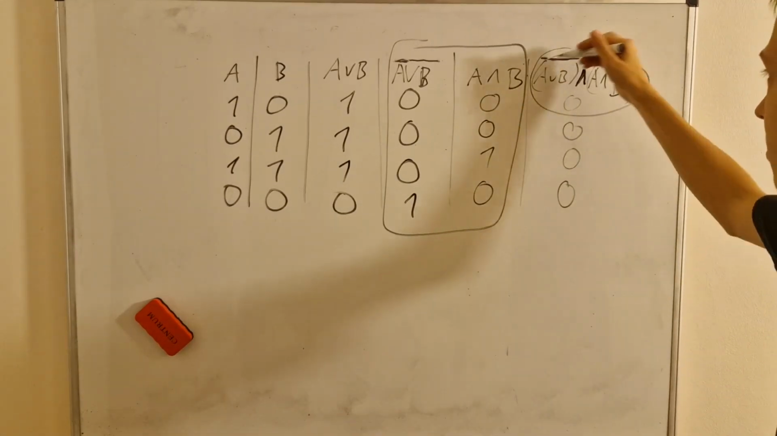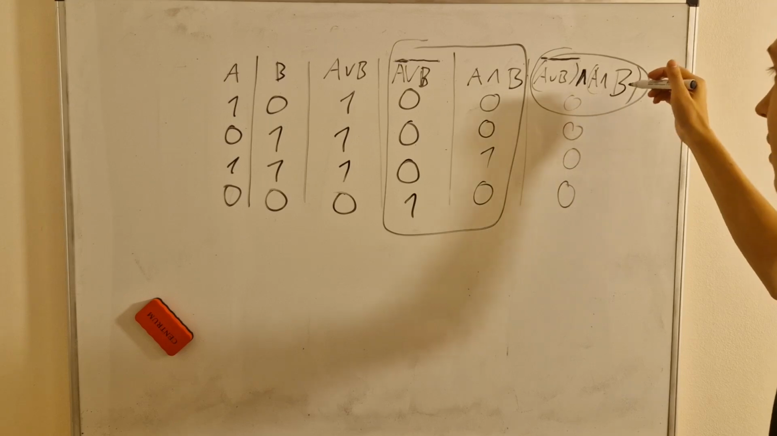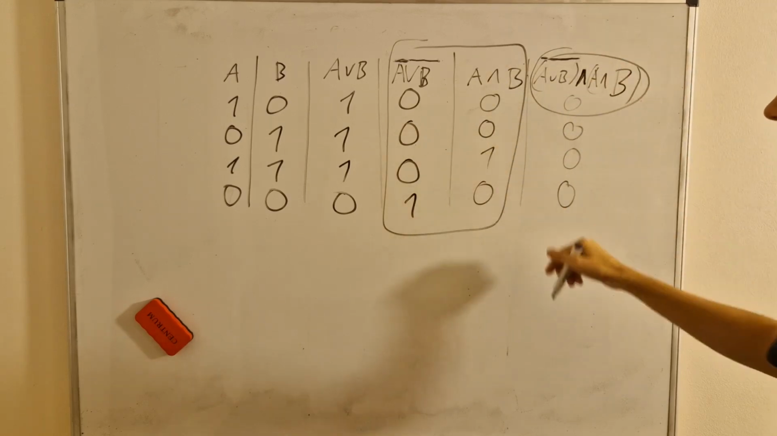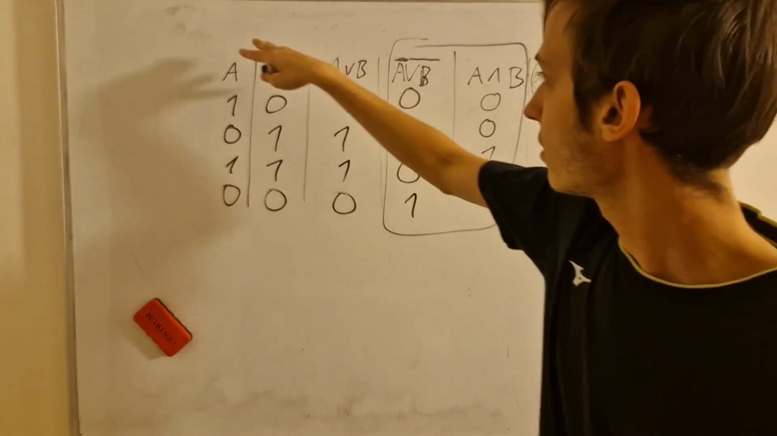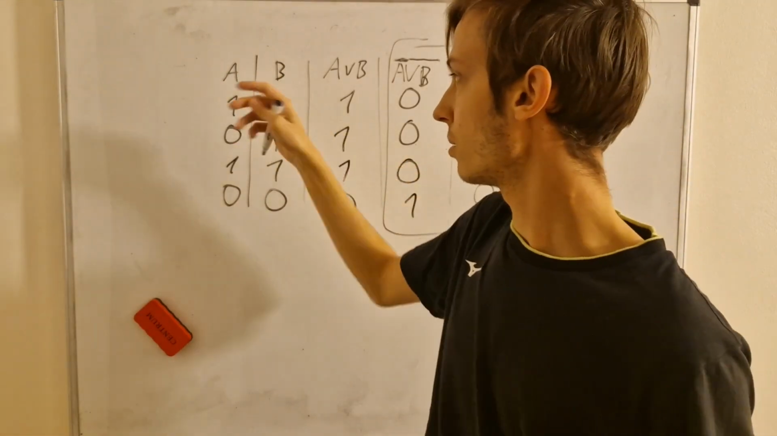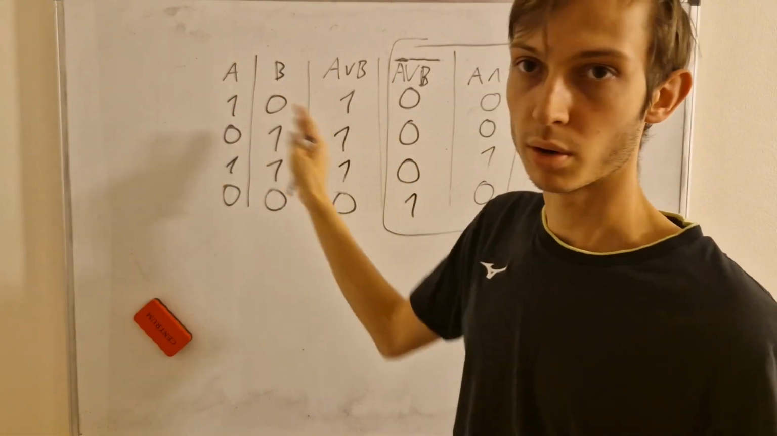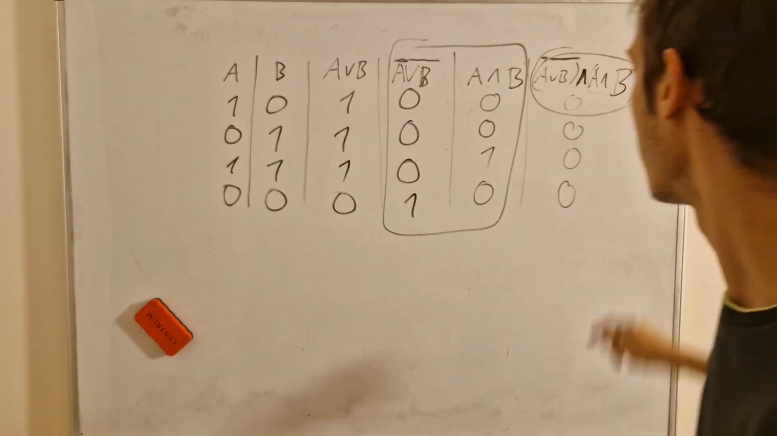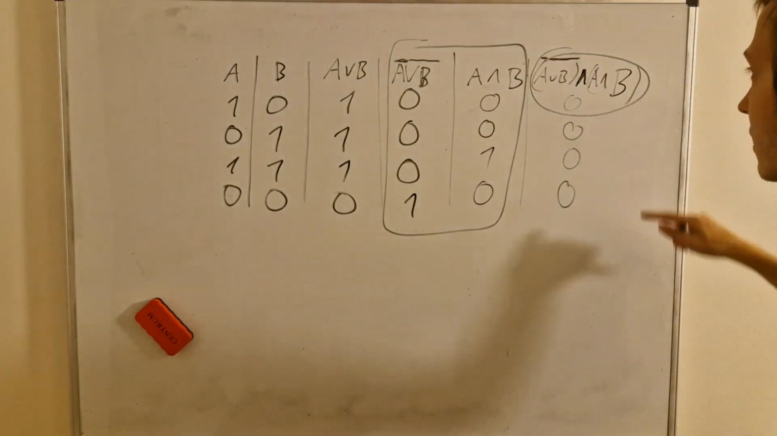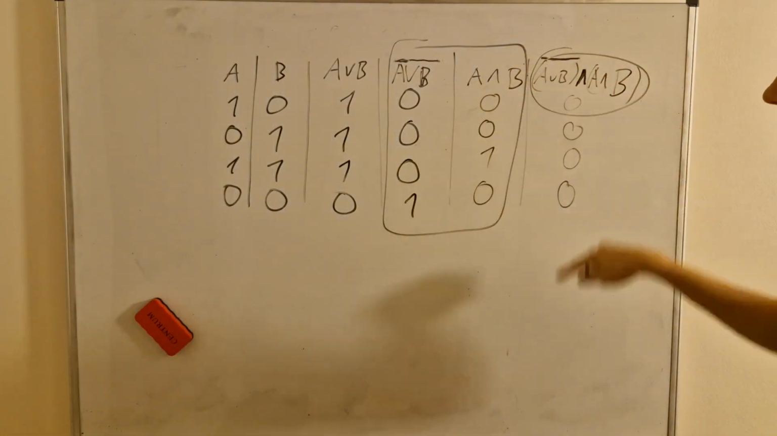So that means that this statement generates a 0 for any combination of values of A and B, whether both are 1, both are 0, or only one of them is 1. In all 4 cases, this big statement gave a 0.